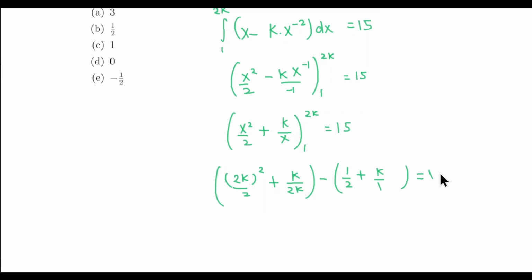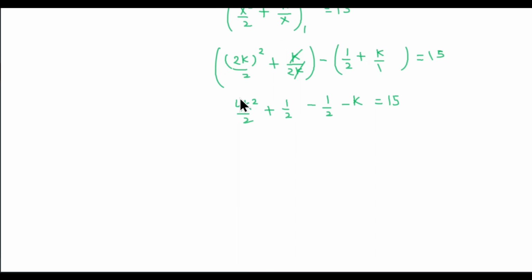I mean, I can write it, but you understand there is no need to write over 1. Okay, this will become 4k square over 2, and this will just become 1 over 2 because k is gone. If I distribute negative, that's how it looks, and this is equal to 15. Okay, these two are gone. 4k square over 2 is 2k square. So 2k square minus k minus 15 is equal to 0.